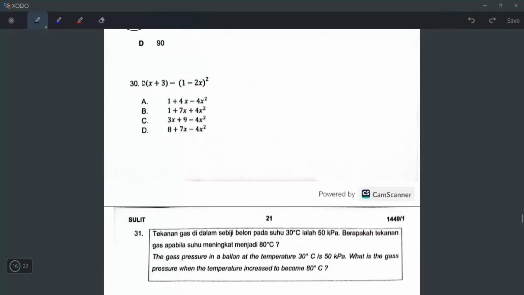3 bracket x plus 3. If I am you, I would just darab masuk. So it becomes 3x plus 9 minus 1 minus 2x squared, which is 1 minus 2x times with 1 minus 2x. Okay. So I think this 3x plus 9, I can't do anything yet. I have to do this part first. So how to do this part?